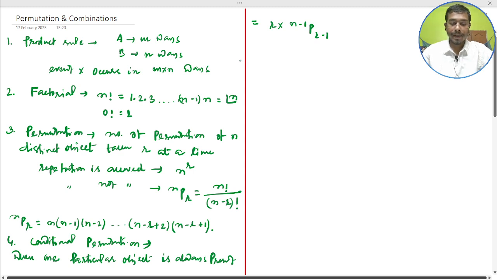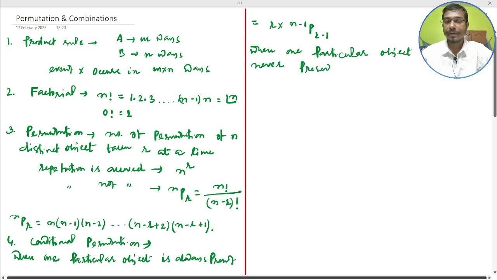And when one particular object is never present, for that case, it would be n minus 1 P r.